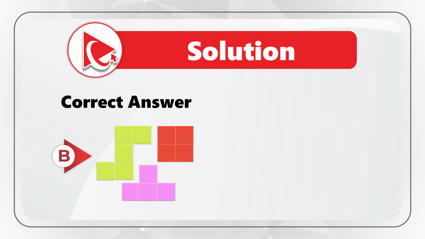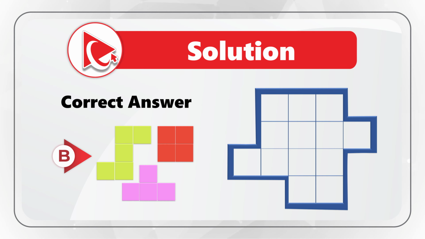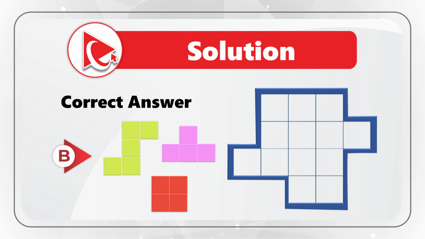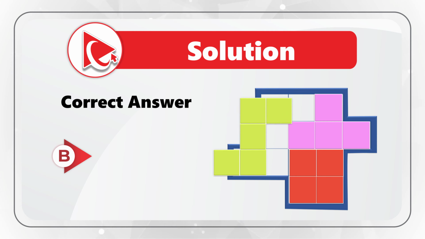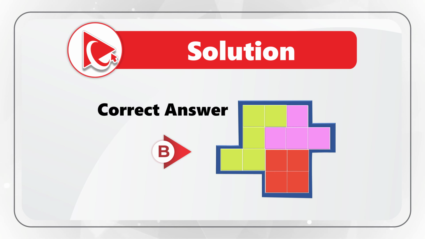I believe the correct answer here is choice B, and let me explain you why. If we rearrange shapes in the answer and try to fit them in one by one, we get the perfect fit. Let's fit the first shape, second shape, and then the third shape. Do you see how it fits perfectly?